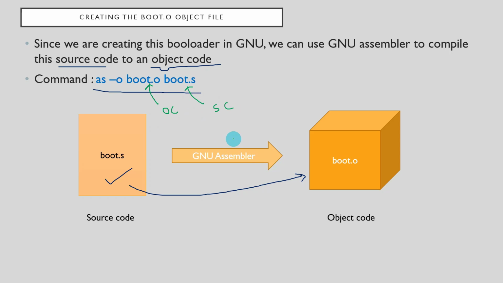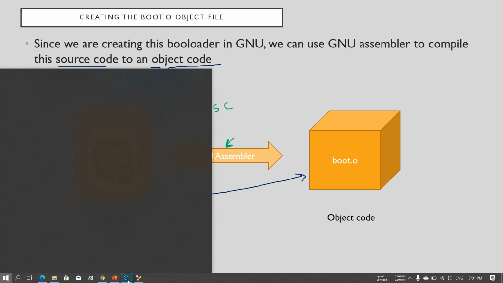And this is the place where GNU assembler comes in handy, because since we need to compile this boot source code as a boot object code, we need to use the GNU assembler. Okay, it's not a compiler, the compiler is way beyond the assembler, but you can even consider it as a compiler. Okay, so let's compile our boot source code as well.